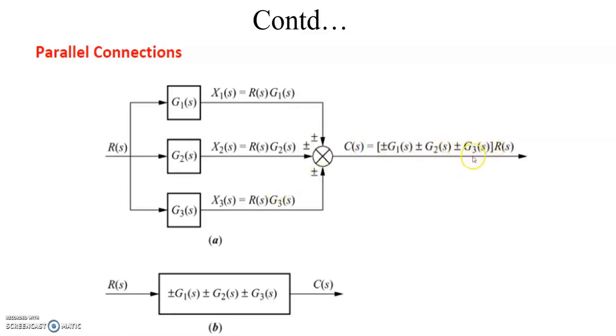So now R of S is nothing but the input signal, and C of S is nothing but the output signal. In this block, the transfer function is plus or minus G1, G2, G3. Whenever there are parallel connections, all the individual transfer function values are added or subtracted depending upon the summing point values. So now R of S is the input, and here is the C of S.